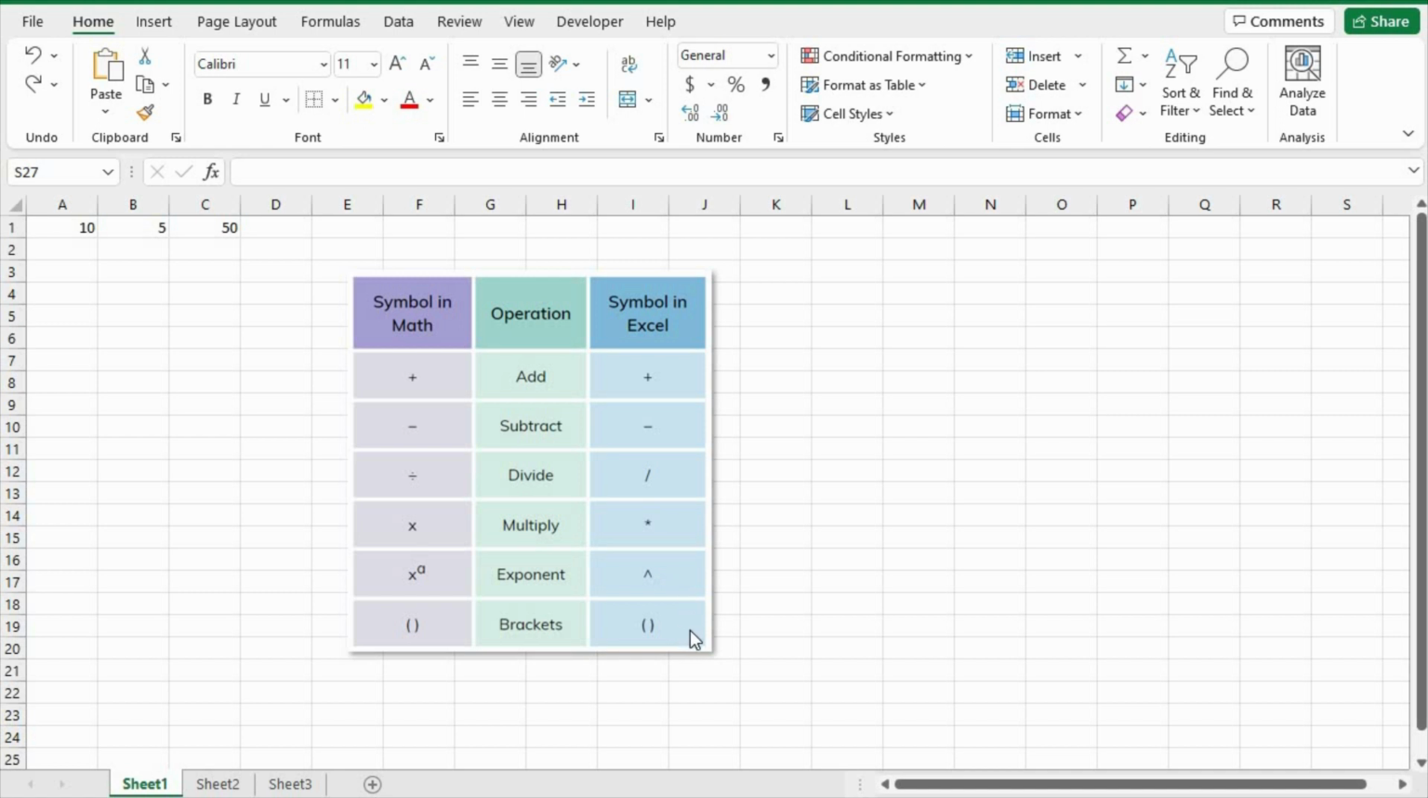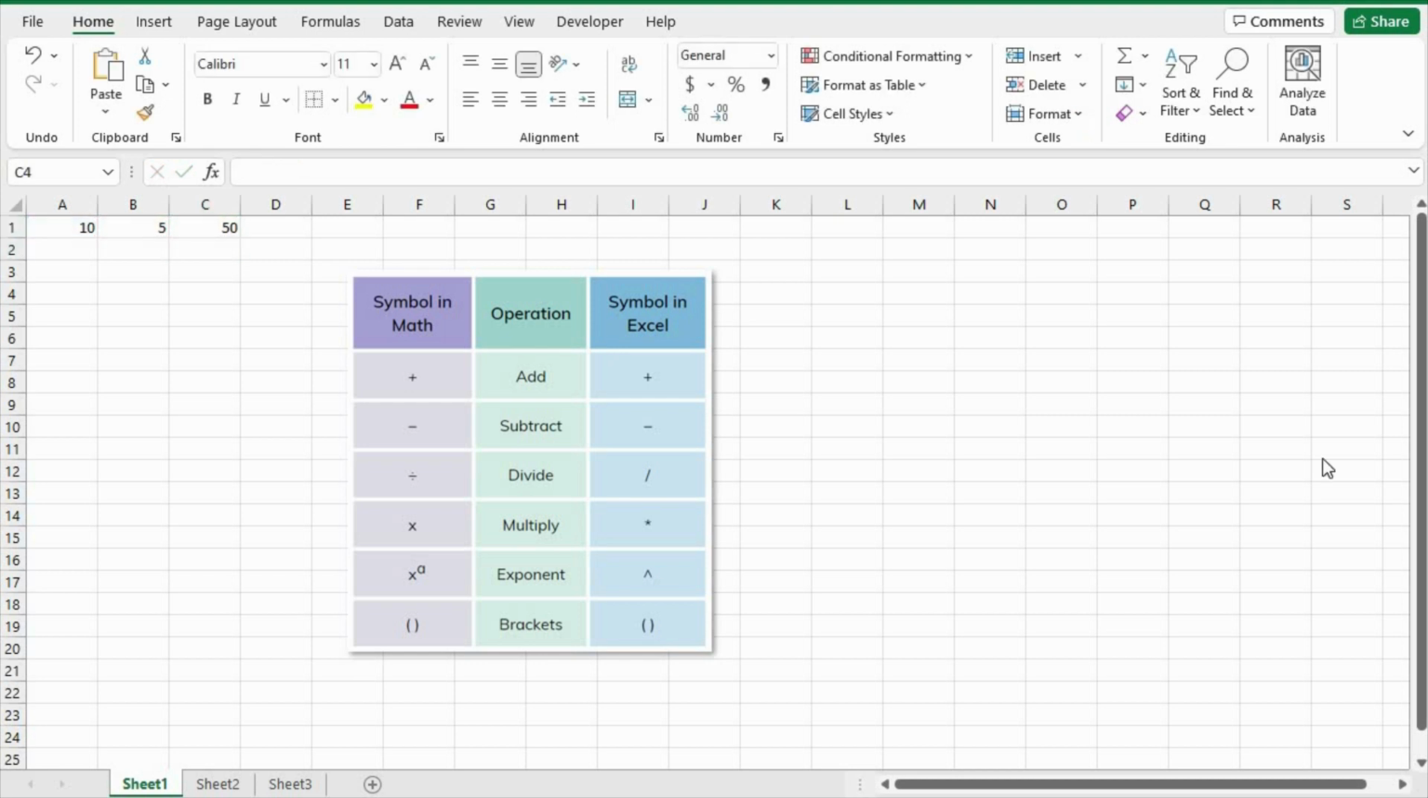So a simple example would be if you had a 10 and a 5, you could multiply these together by typing in the equation equals A1 times B1. And you could enter that like this, equals A1 asterisk B1, and we'll get 50.